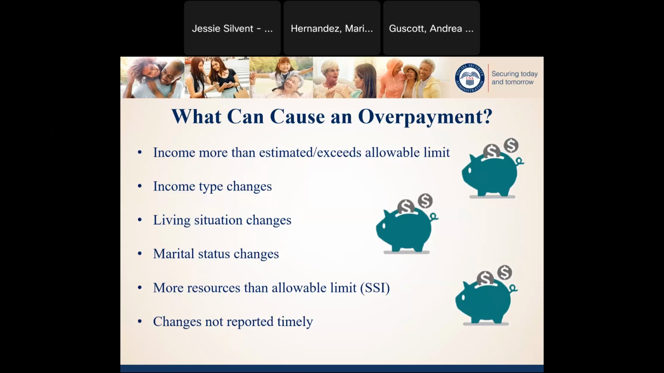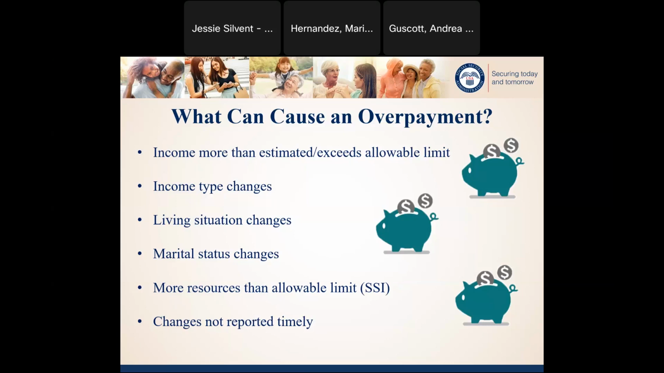Marital status changes can also affect eligibility to spouse benefits, benefits as a divorced spouse, as well as survivor benefits. It can also affect SSI because it may determine whether that recipient is subject to a $2,000 limit or a $3,000 income and resource limit. And having resources that exceed those limits will always cause an overpayment of SSI benefits.